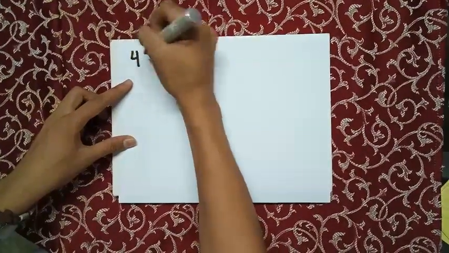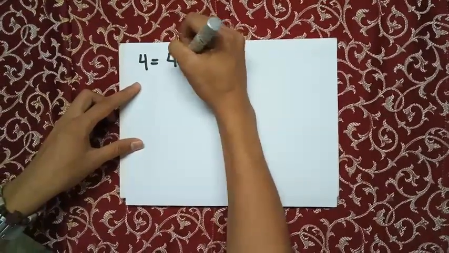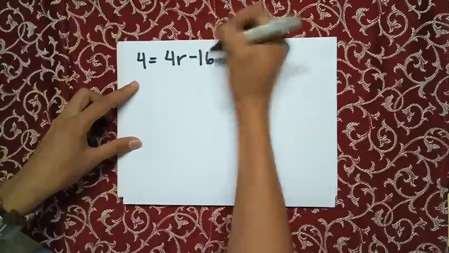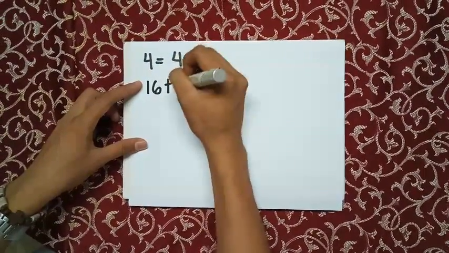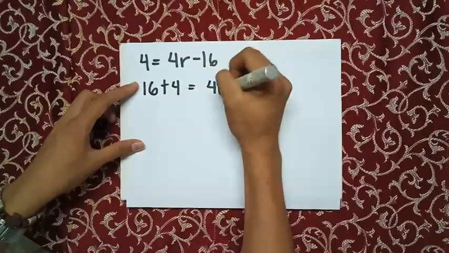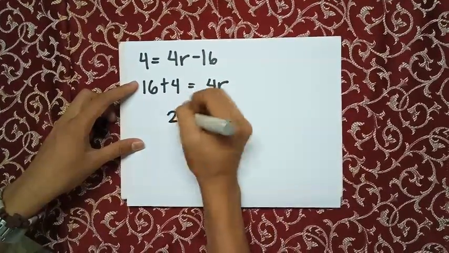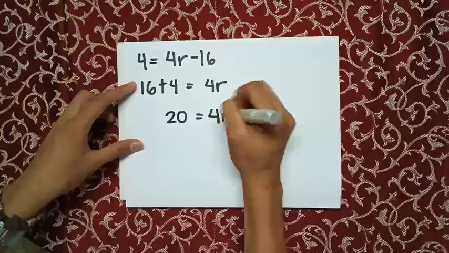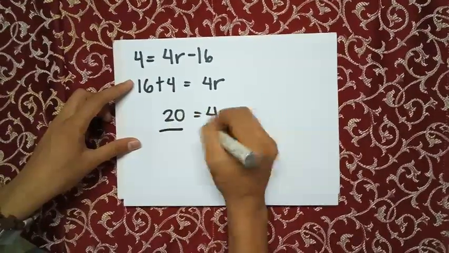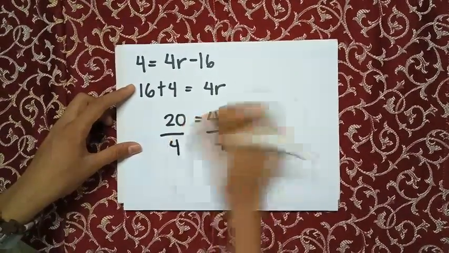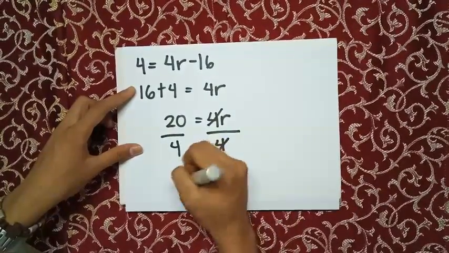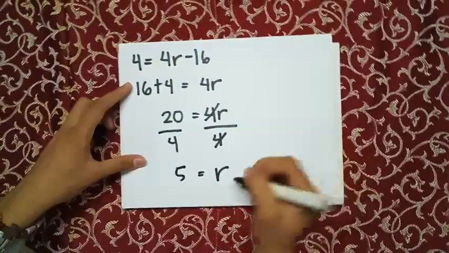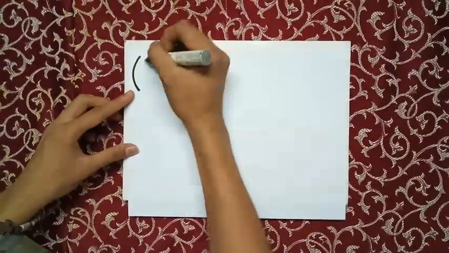Hence, we have 4 is equal to 4r minus 16. Applying the addition property of equality, 16 plus 4 is equal to 4r, 16 plus 4 is equal to 20 is equal to 4r. Divide both sides by 4, cancelling the 4, r is equal to 5. Thus, it is the fifth term which involves x raised to 4.